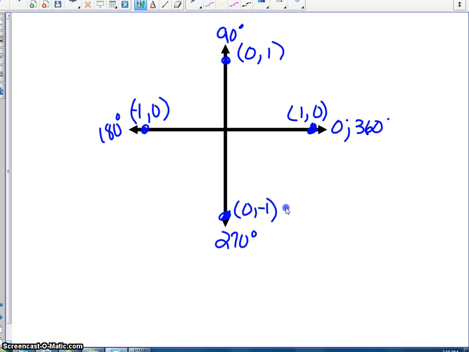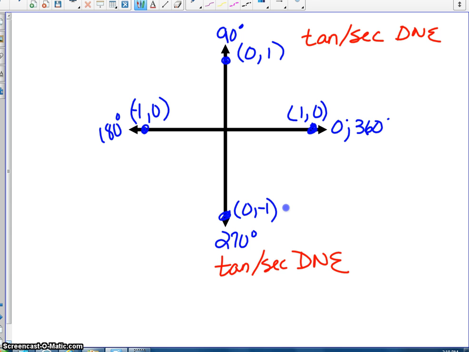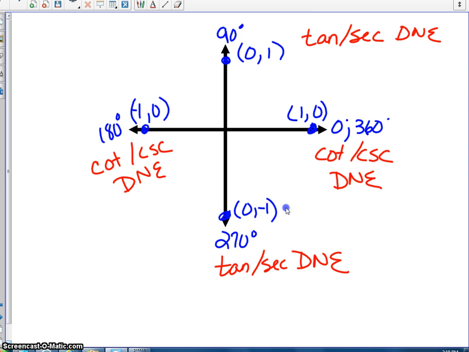What I need you to know is that here, tangent and secant are undefined, or do not exist. I'm going to put DNE. And that same thing goes down here: tangent and secant do not exist, DNE. On the horizontal axis, it was cotangent and cosecant that do not exist, here and here again. So that'd be something good to write down.